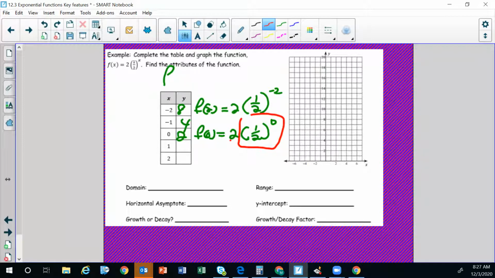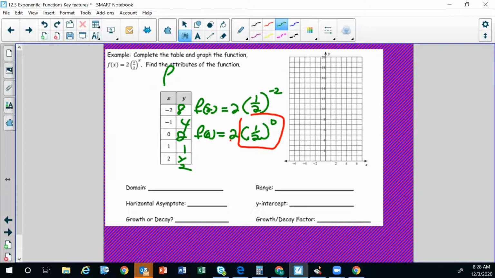And then this one should be 1. And this one should be, no, what is 1/2 raised to the power of 2? Somebody tell me. Isn't that 1/2? Okay, I think you got that right. All right, so let's plot these points on the graph now.